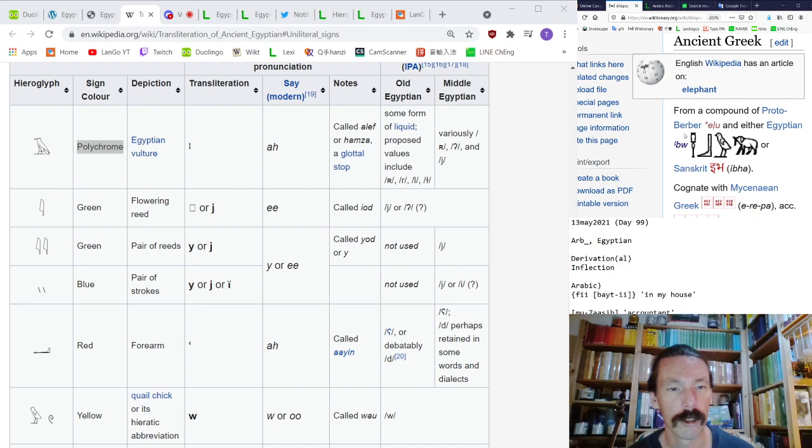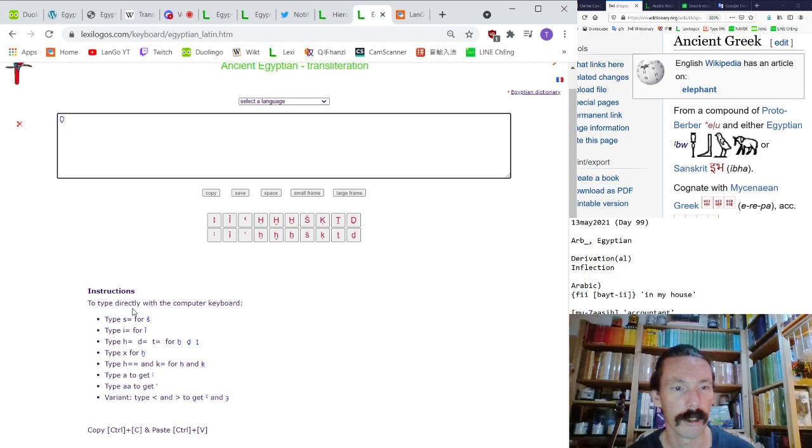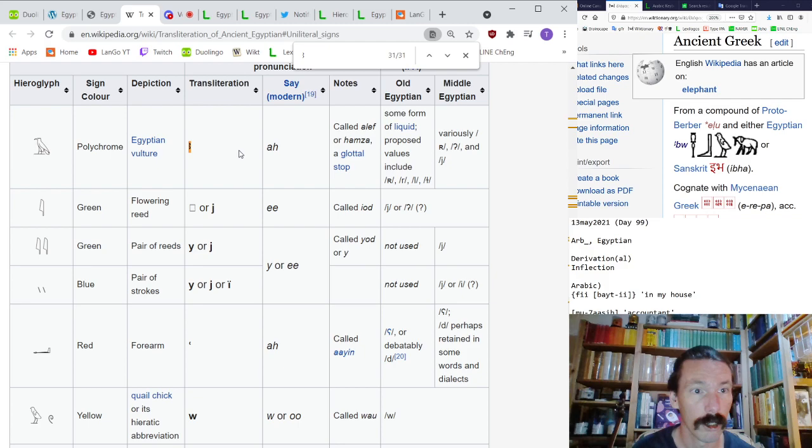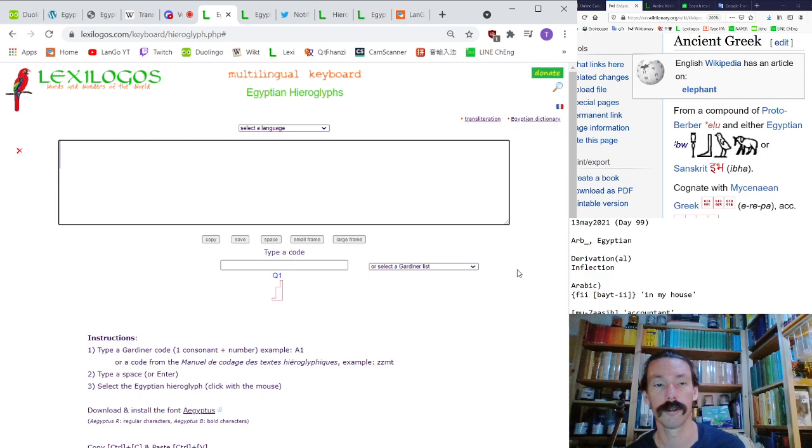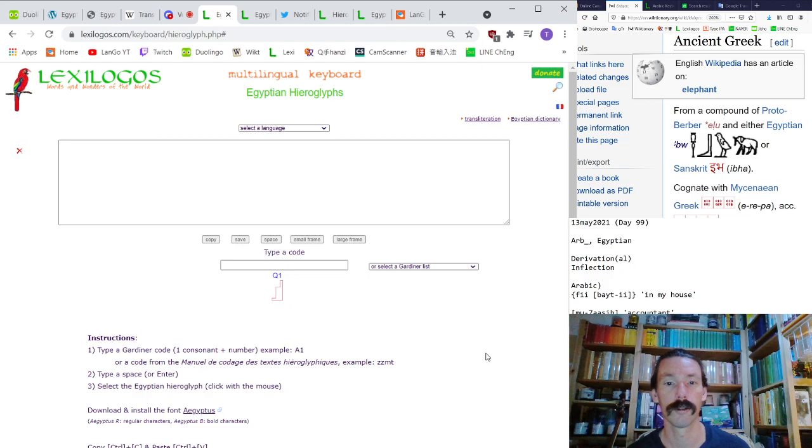Okay, this consonant letter with the double backwards C, what is that? Let me search for that on this page. Polychrome Egyptian vulture is the consonant. I think the color is optional. I don't think it's contrastive or anything. I think it just makes it look nice. That seems significant to me, and it might help in memory.